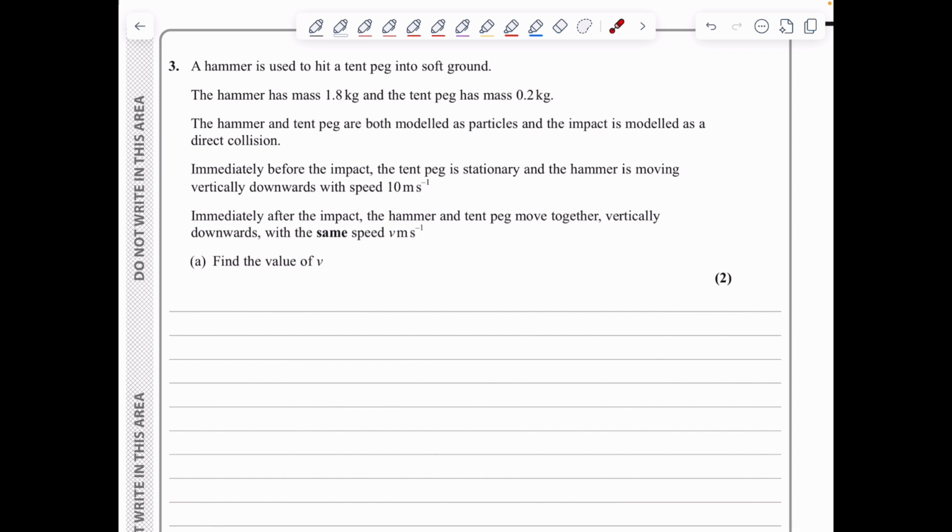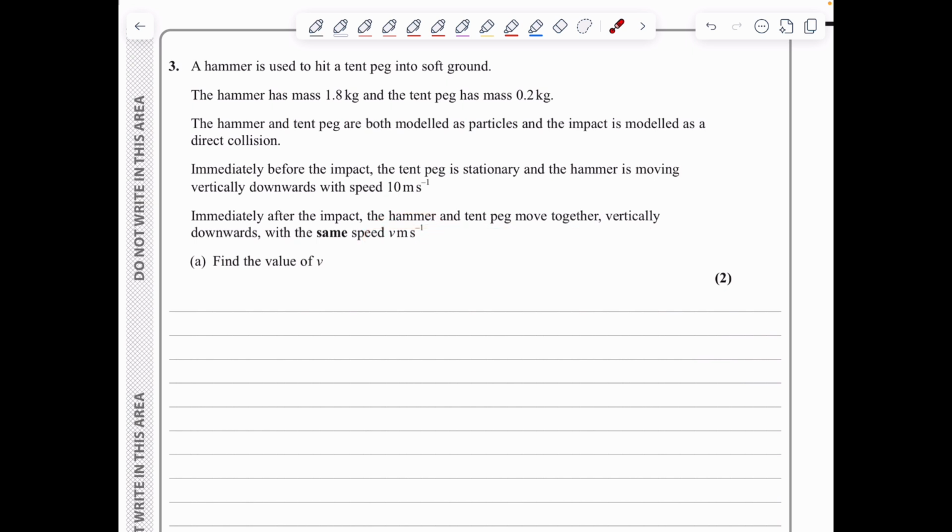In question 3, a hammer is used to hit a peg into soft ground. The hammer has a mass of 1.8 kilograms and the peg has a mass of 0.2 kilograms. We are modeling both of these as particles and the impact is modeled as a direct collision. We are told that initially the peg is stationary, the hammer is moving with a speed vertically downwards of 10 meters per second, and immediately after the impact both the hammer and the peg move together with the same speed of v meters per second, and we need to find the value of v.